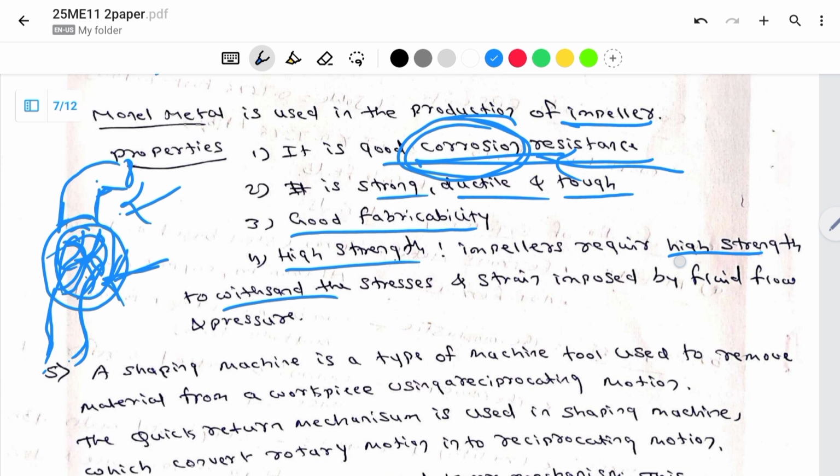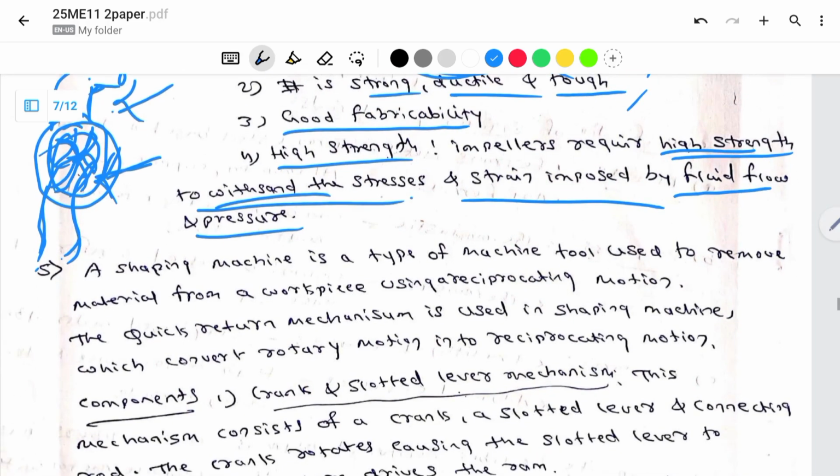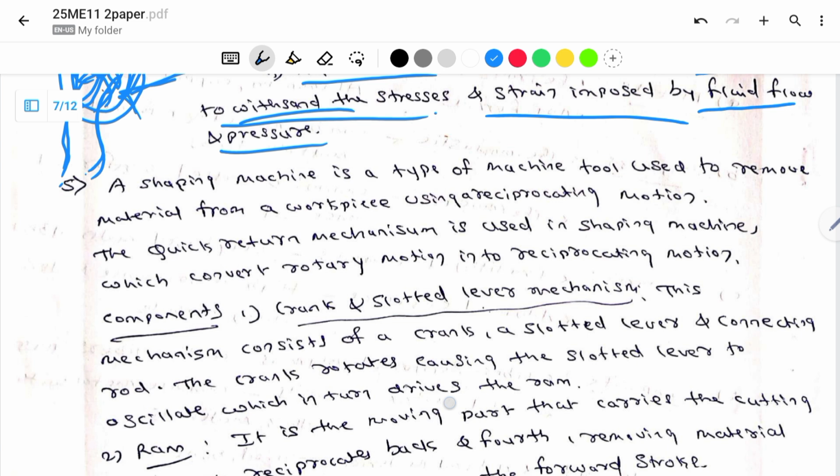some forces will be acting. So it should have high strength to withstand the strain imposed because of the fluid and the pressure acting on it. That's why the nickel alloy is used. Those particular things have been mentioned and some points have been written. Other than this, you can also study. And also because of the fluctuation in the flow, the forces will be different. Different kinds of forces will be acting on it.